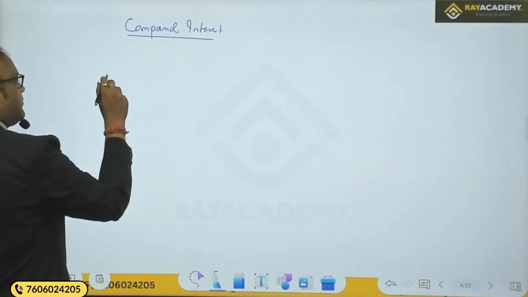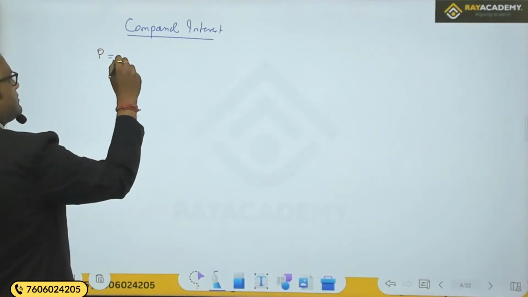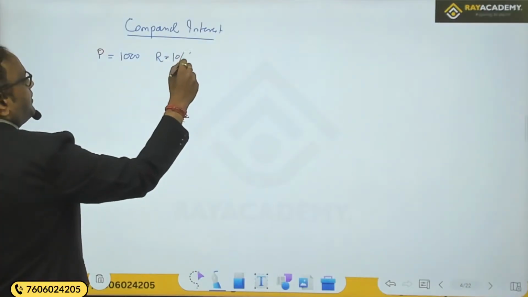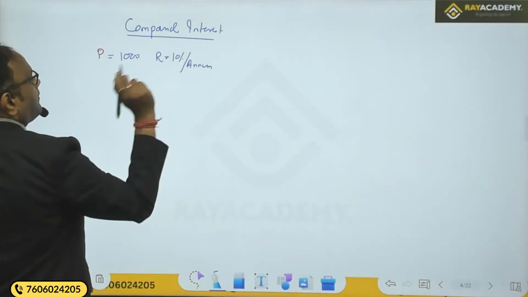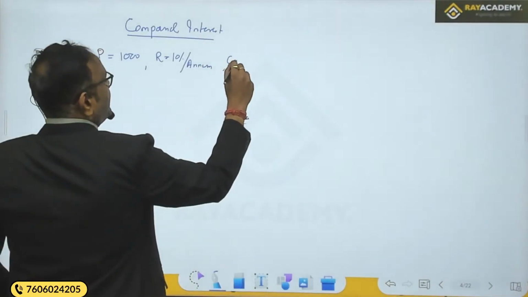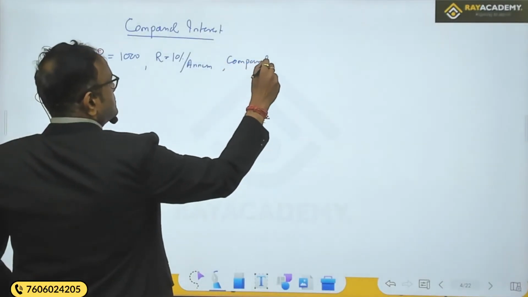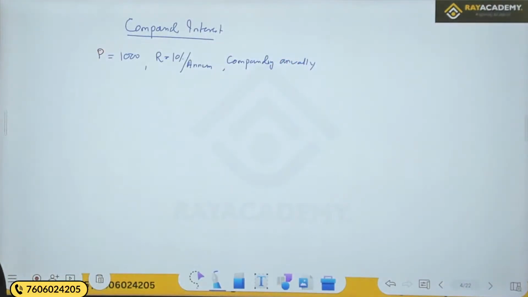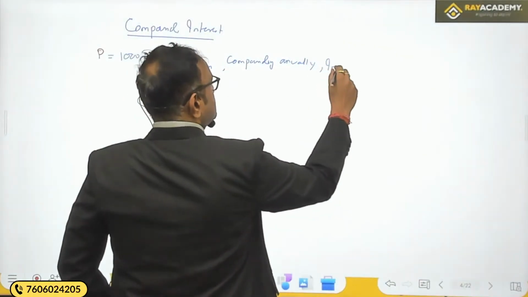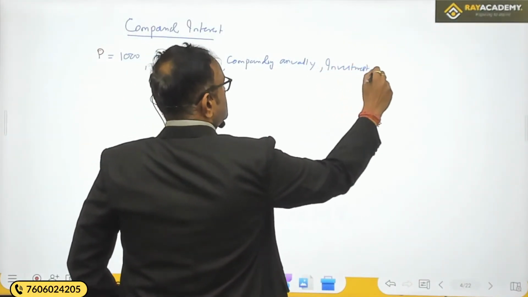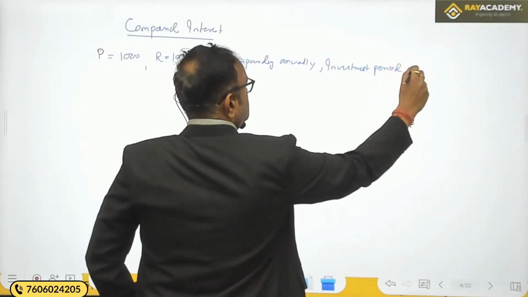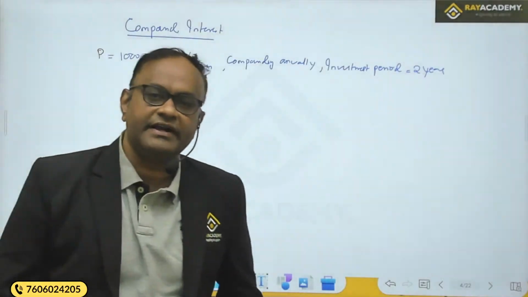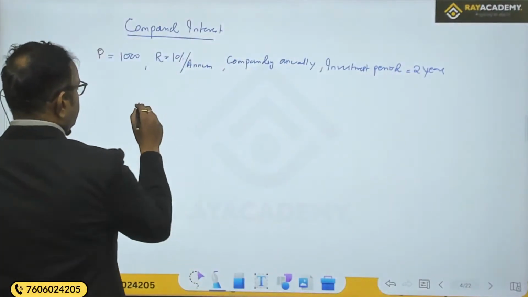Compound interest is similar. Principal is given 1000, rate of interest is given 10% per annum, and compounding annually is given. The investment period is 2 years. Then what is the total amount you will get after 2 years? Same thing, let us tabulate first year.